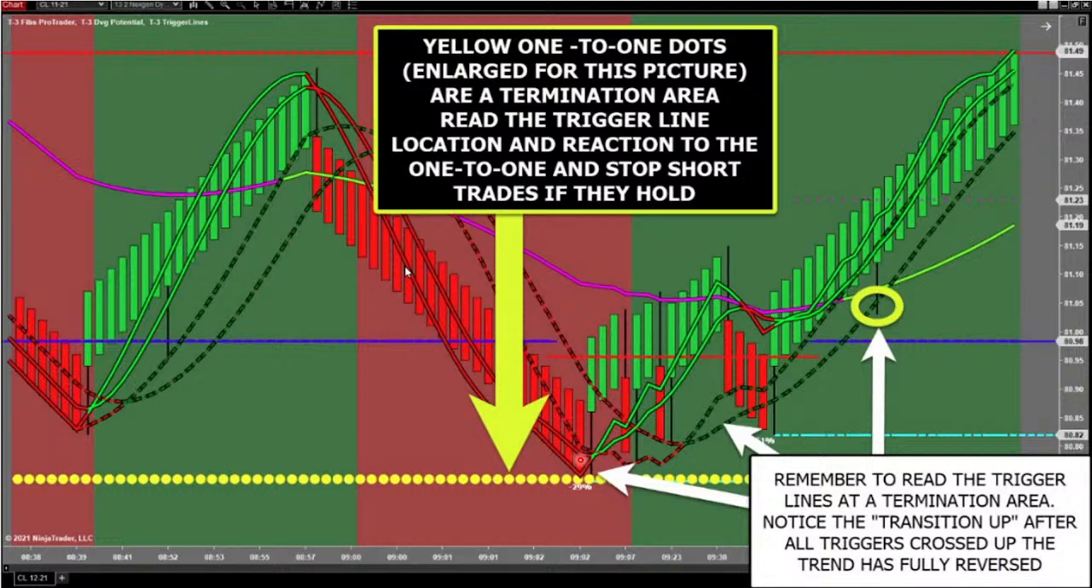And even with odds favorable, guys, if you reach those yellow 1-to-1s, it says no more short trades. Rule number 2 isn't met.